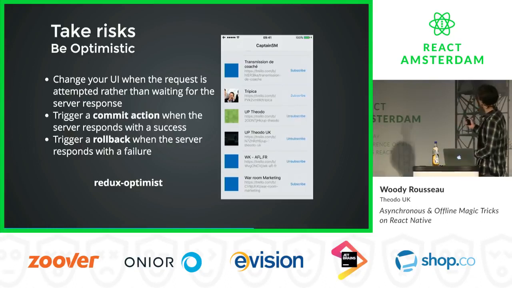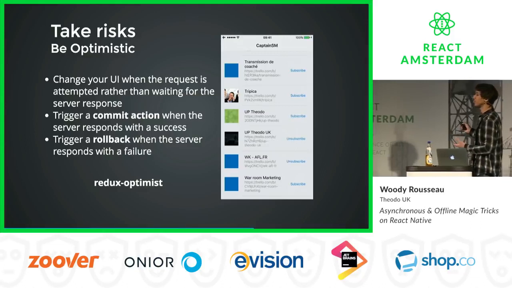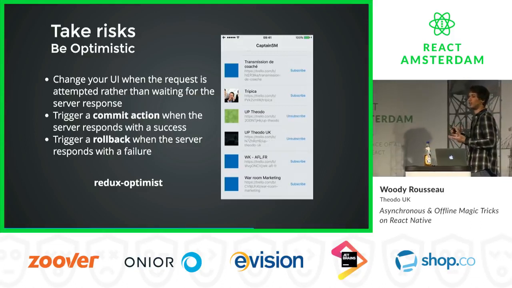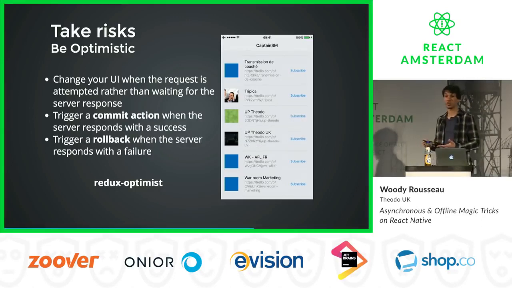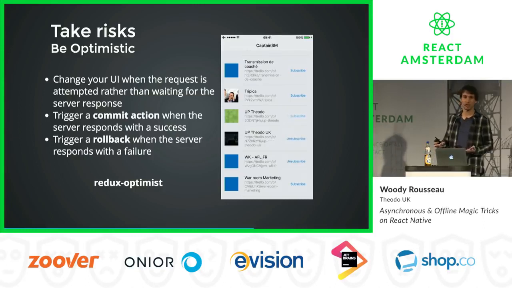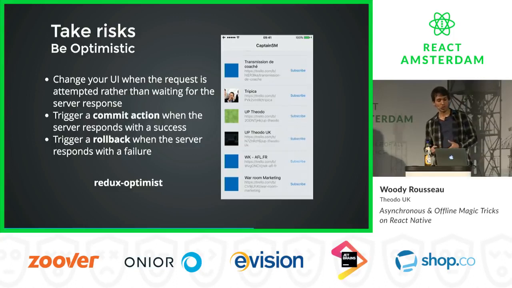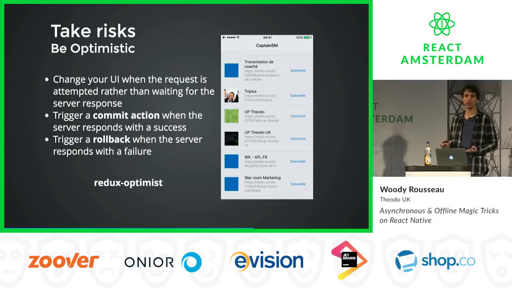And so the concept behind that is, we saw before the three classic actions in Redux: request, success, failure. In that case, you have something called a commit action and a rollback action. And the idea is that you're going to get the commit action when the server actually responded correctly to your request, once your connectivity is restored. And it's going to be a rollback when the server actually answered with a failure, which means that you then need to take that into account in your reducer to update.